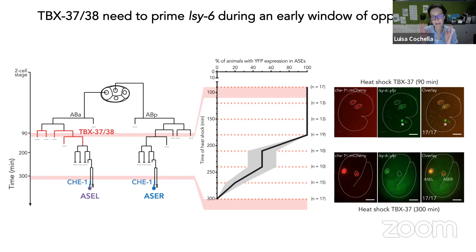So we think this tells us that these T-box factors are not really acting like pioneer factors, but rather they are opportunistic transcription factors that prime a locus during a time window that is permissive for that to happen. So what happens to the lsy-6 locus? Can we get a little bit higher resolution about what's happening at this locus over time?